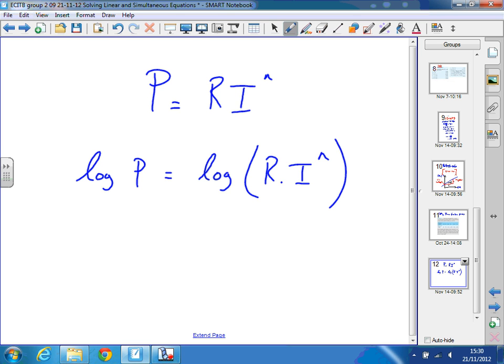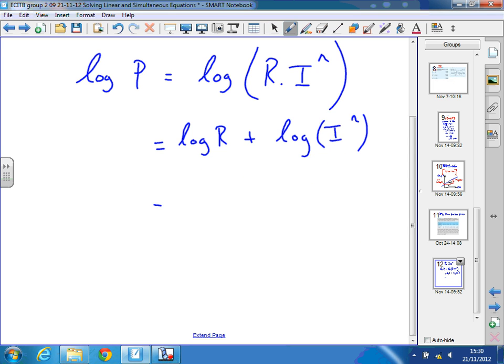And then we focus on this side here, because I've got r multiplied by I to the power n. So multiplication becomes addition. So I can turn this into the log of r plus the logarithm of I to the n. But again, as we've just been looking at for indicial equations, if I've got I to the n, this power n can come down and become a multiply. So we end up with this equaling the log of r plus n times the log of I.